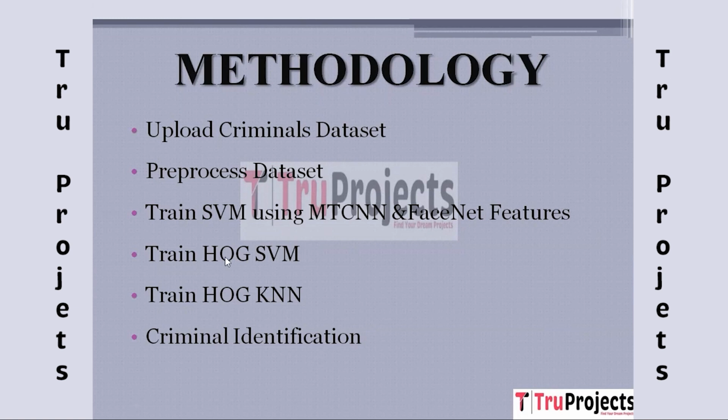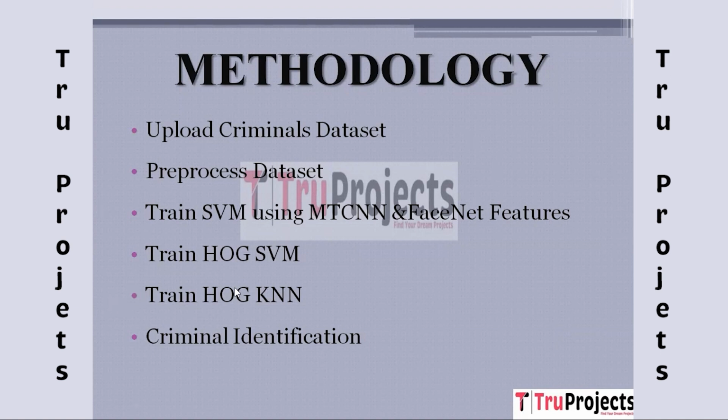The next module is train HOG-SVM. The histogram of oriented gradients (HOG) is a feature extraction technique used for object detection in images. In this project, the HOG-SVM module involves applying the HOG feature extraction method to the images in the dataset. The extracted HOG features are then used to train another SVM classifier specifically for comparison. This module explores the performance of HOG-based SVM in criminal identification.